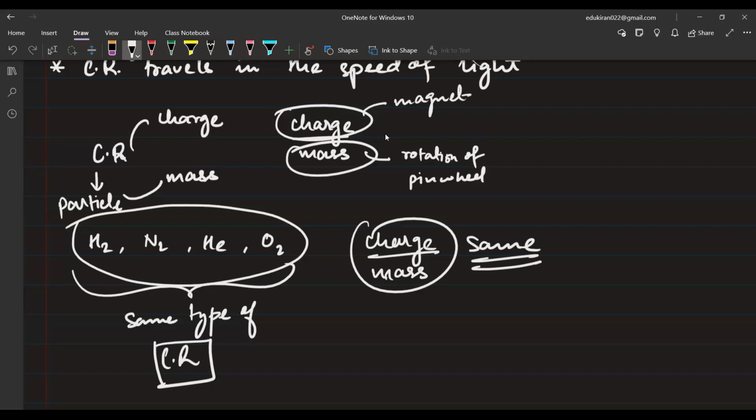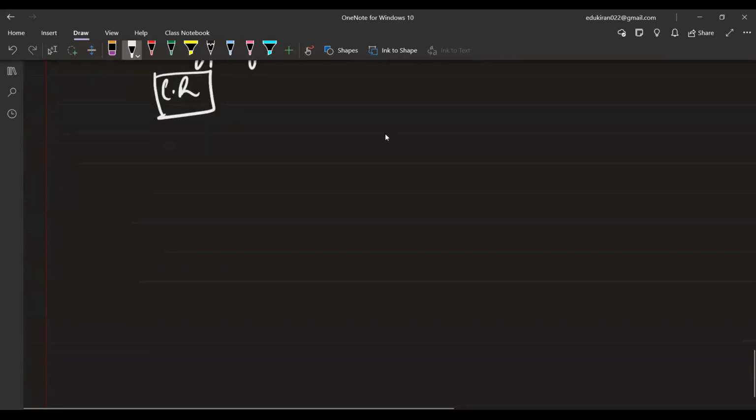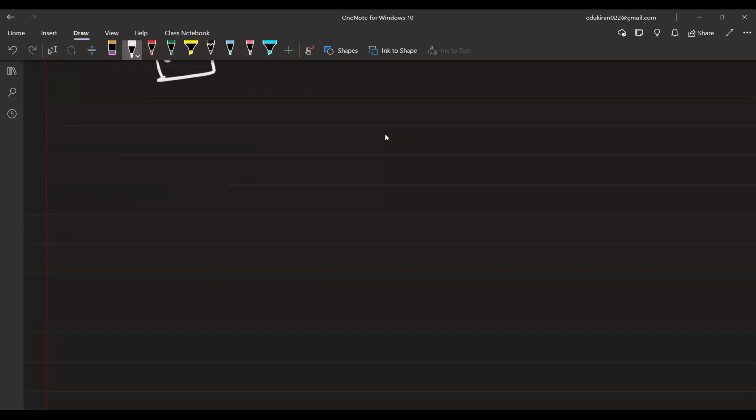But now you understand how the experiments can conclude this. Because we are getting the same charge by mass ratio, we can conclude all the different gases are emitting the same type of cathode rays. That means the same type of negatively charged particle, and that negatively charged particle was called electron. Understood? Yes or no? Tell me. Yes, sir. Fine. So I can write one more point.